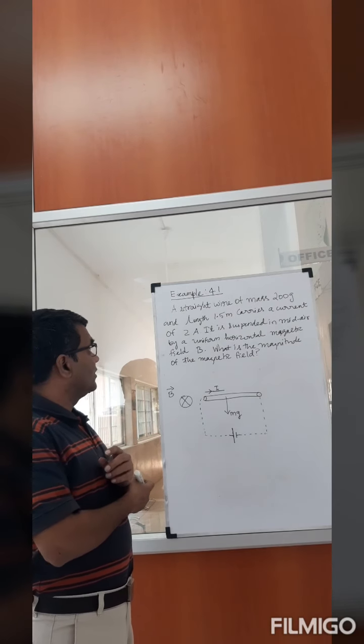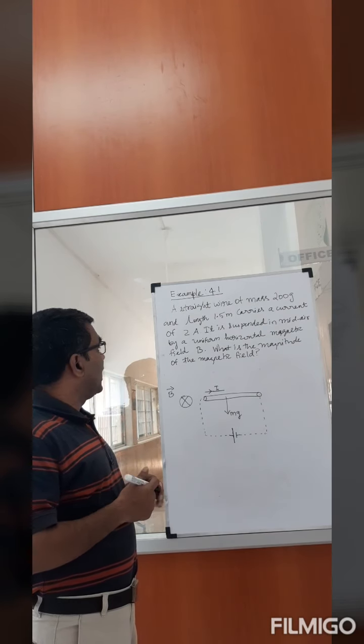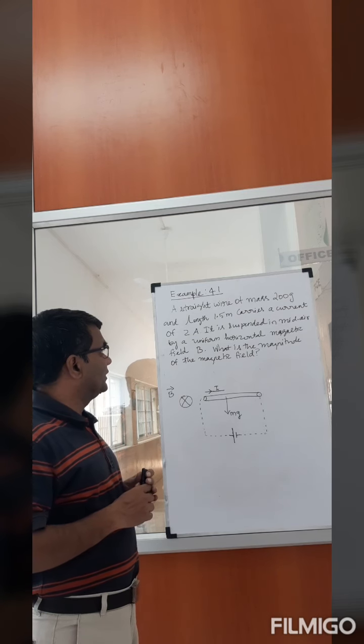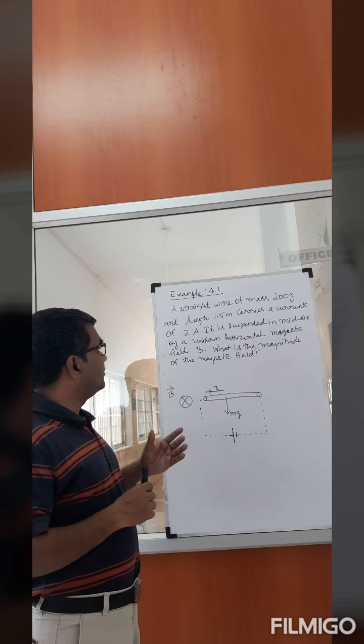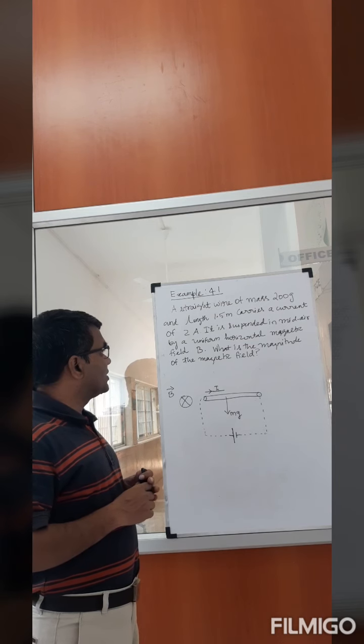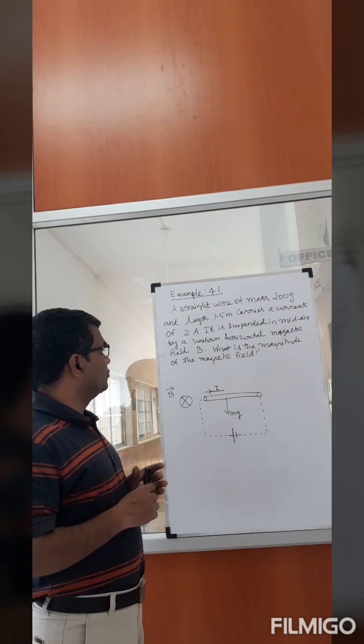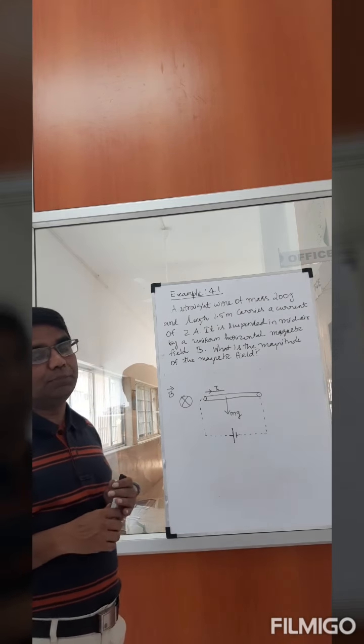A straight wire of mass 200 gram and length 1.5 meter carries a current of 2 amperes. It is suspended in midair by a uniform horizontal magnetic field B. What is the magnitude of the magnetic field?